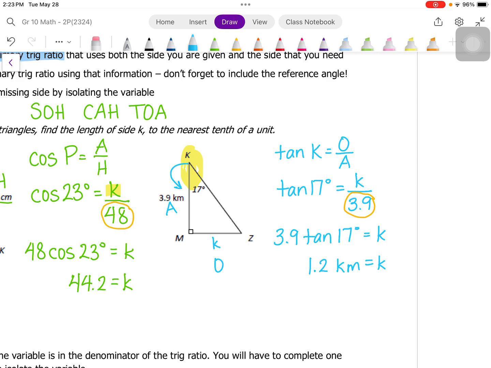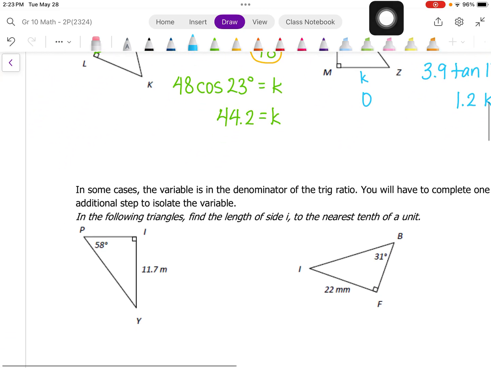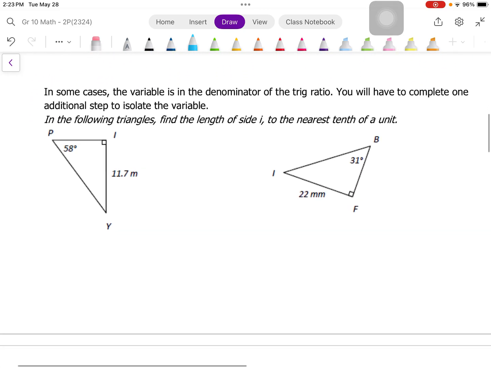So for both of these questions, our unknown that we were solving for was in the numerator, and all we had to do was take our denominator and multiply it over to the other side to isolate for k. We'll take a look now at a couple of questions where our unknown is actually going to be in the denominator. So we'll take a look at how we solve for those.